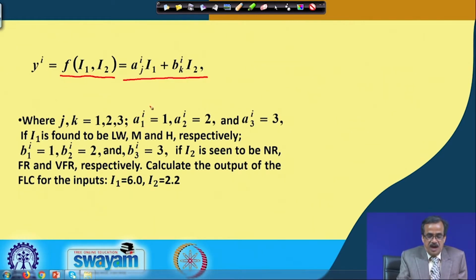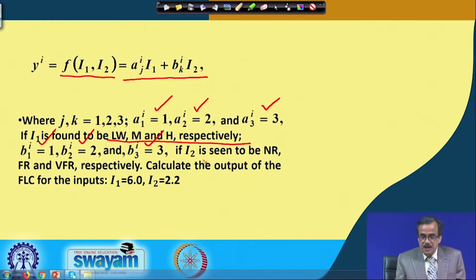Now, this a_1i, for example, if I put j equals to 1, so I will be getting a_1i is equal to 1, then a_2i is equal to 2 and a_3i is equal to 3, if I1 is found to be low, medium and high respectively. Similarly, this b_1i, that is I am just going to put k equals to 1. So, b_1i is equal to 1, b_2i is equal to 2 and b_3i is equal to 3, if I2 is seen to be near, far and very far respectively.